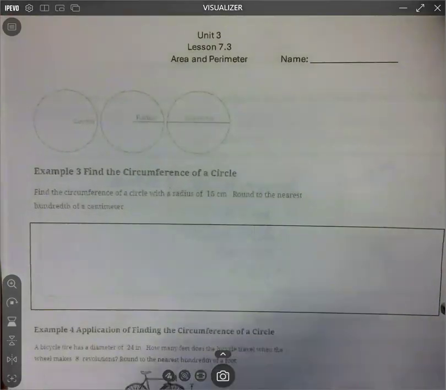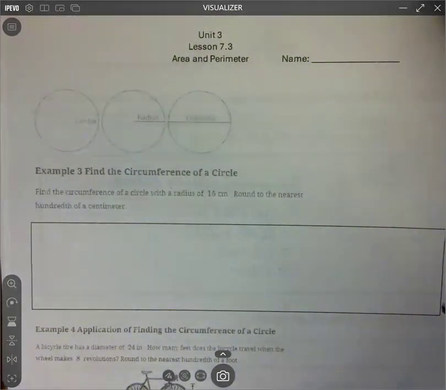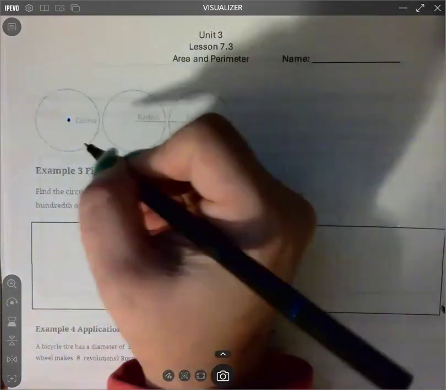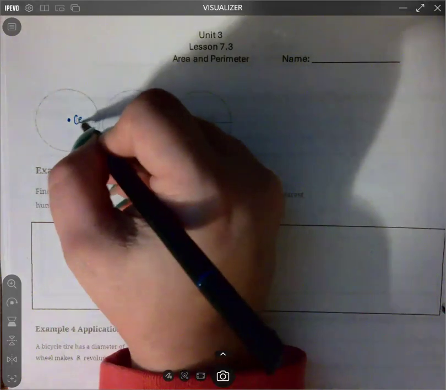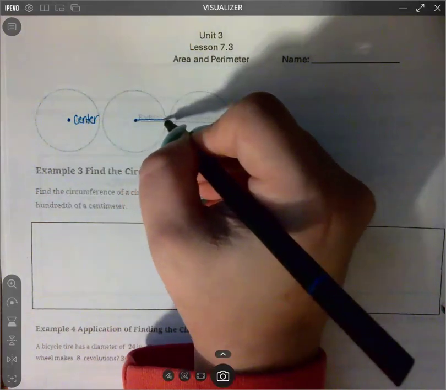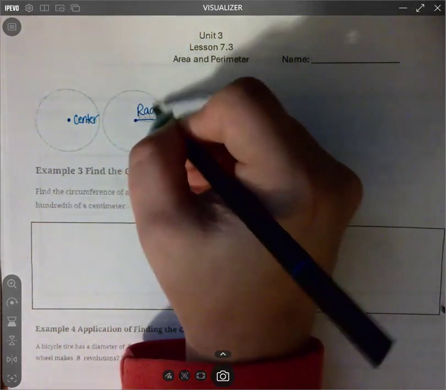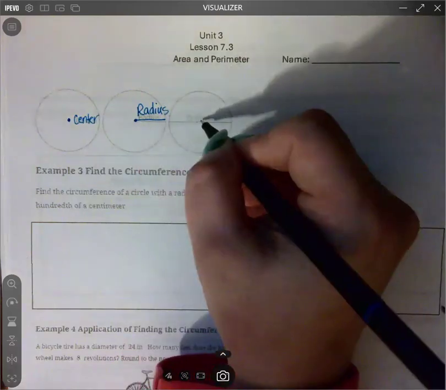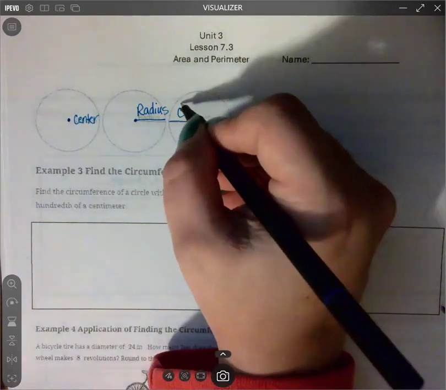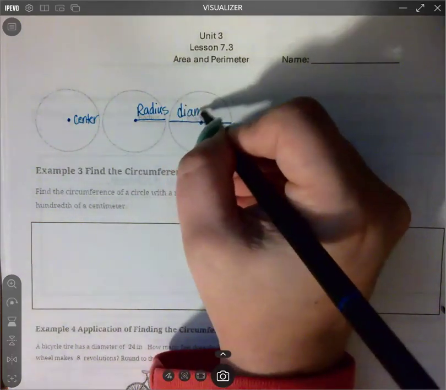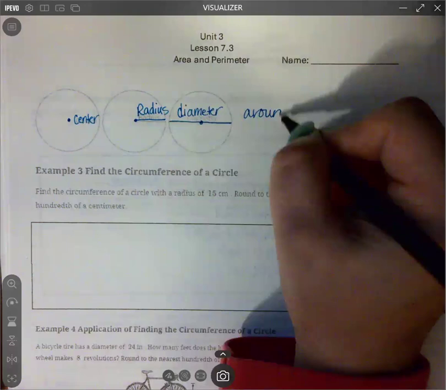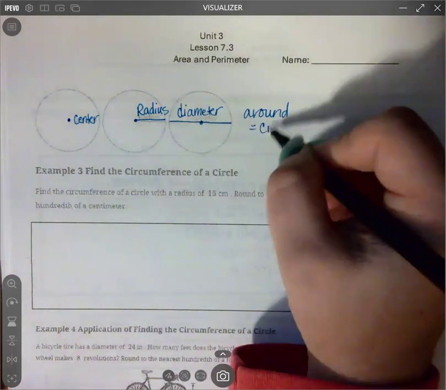All right, we're now going to switch gears and talk about circles. And in a circle, we want to keep in mind things we already know. The center is the point in the middle. From the center to the edge of the circle is the radius. And then through the center all the way across is the diameter. The distance around a circle is called the circumference.